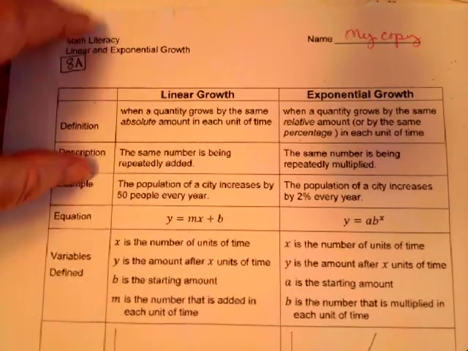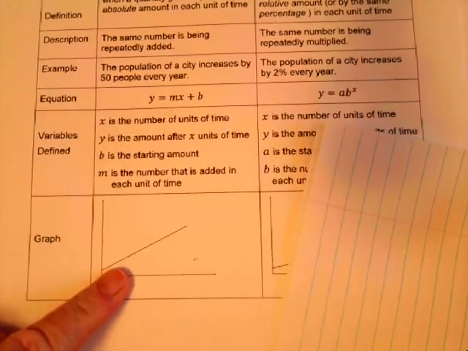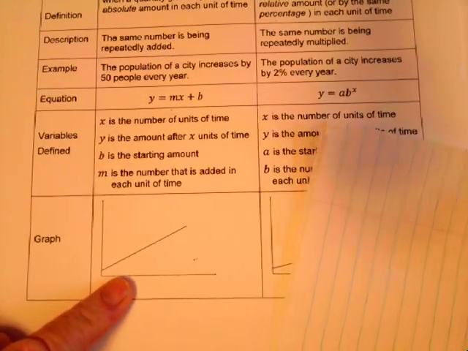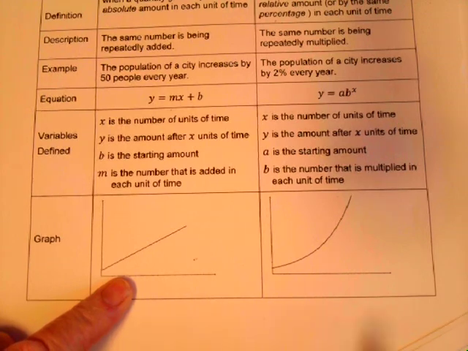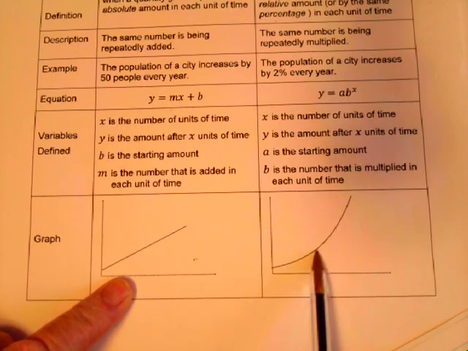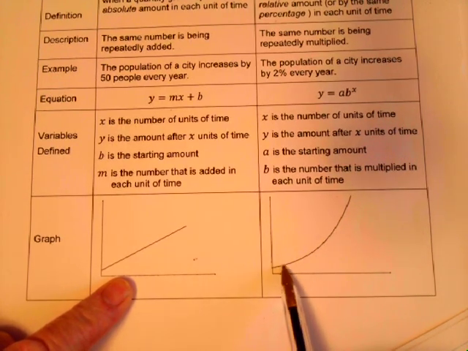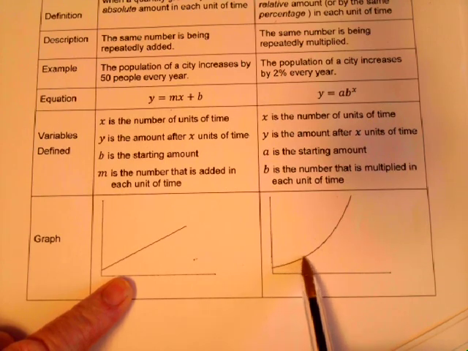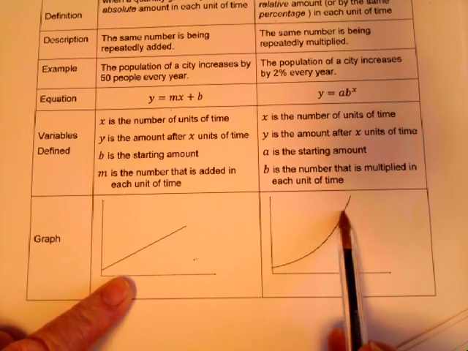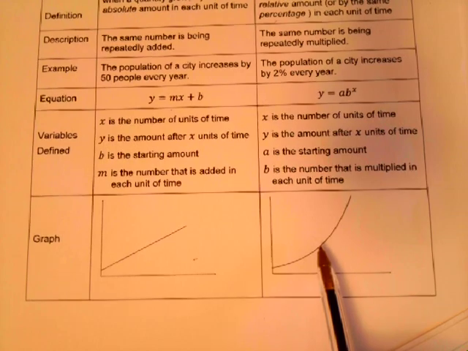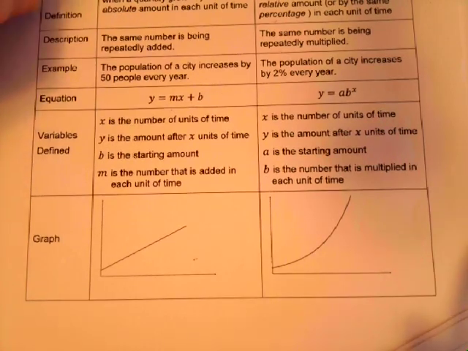Graph of linear equation. Linear is going to give you a straight line. Exponential is going to give you a curve. It's going to go up faster as you go along. So it's going up a little, and the further this way you go, the more you go up, faster.